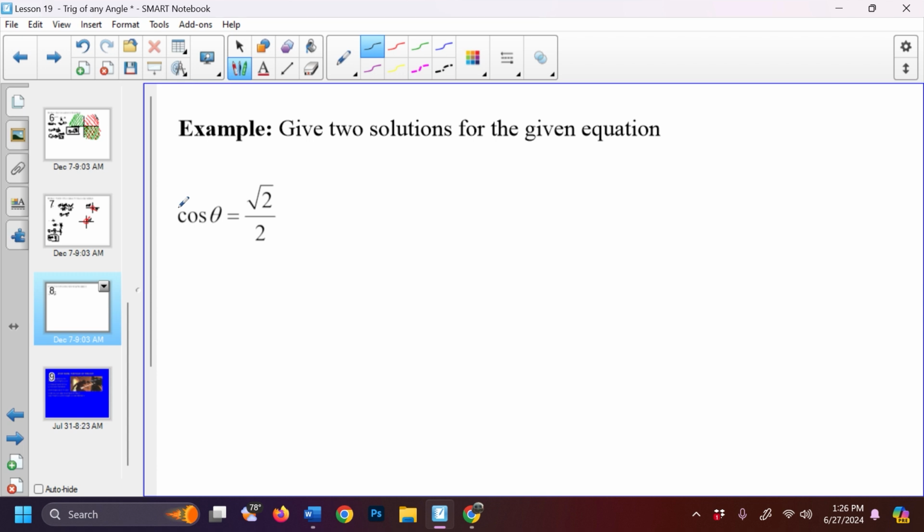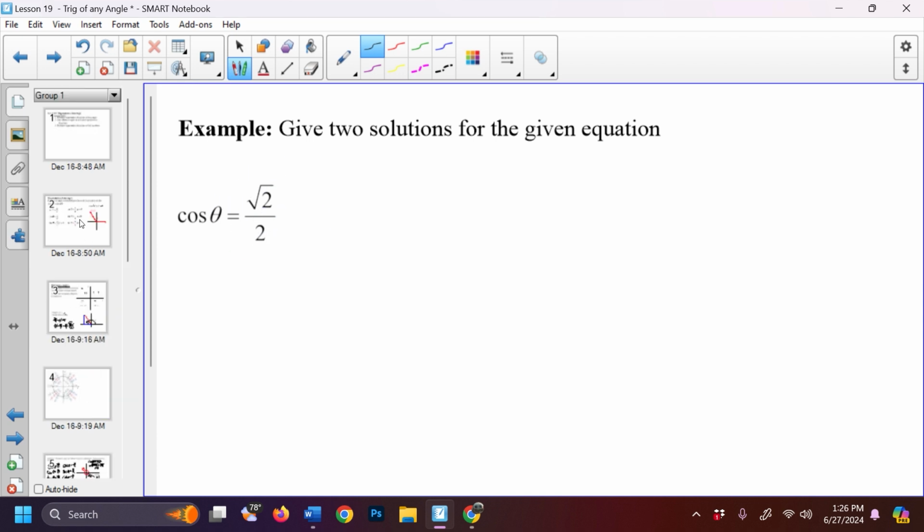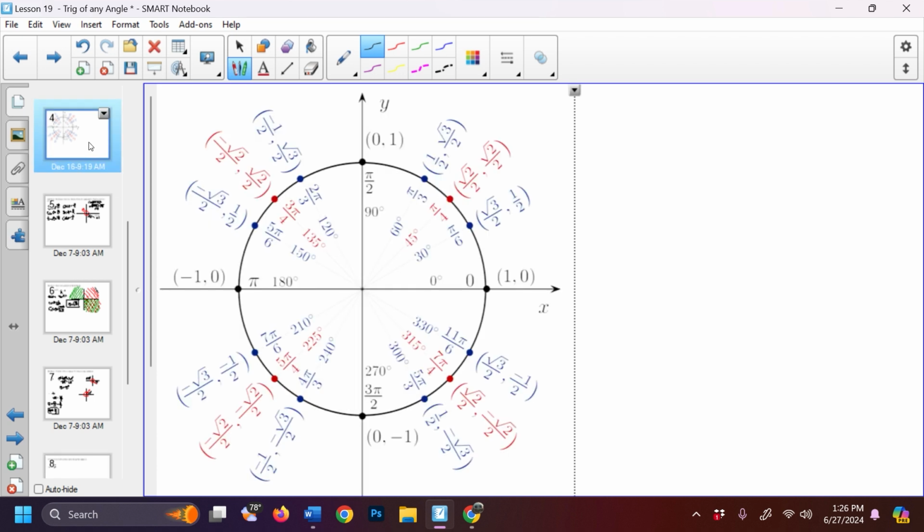I need to figure out, since this is cosine of theta, the x value on the unit circle, and I want it to be positive. So I'll go back up to my unit circle, and I need the x value to be square root of 2 over 2. Well, there is an x value that is positive square root of 2 over 2, and here is another x value that is positive square root of 2 over 2. So the corresponding theta values, theta is usually an angle measure, so I have 2 values for theta, pi over 4 and 7 pi over 4.